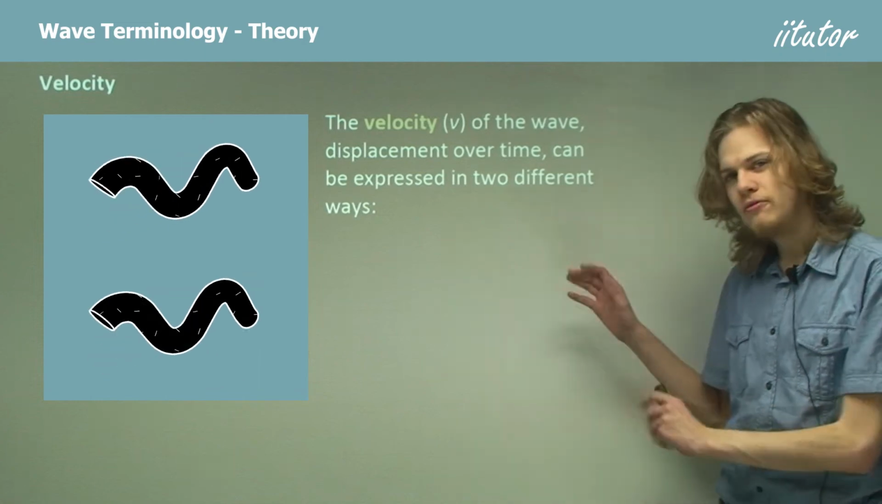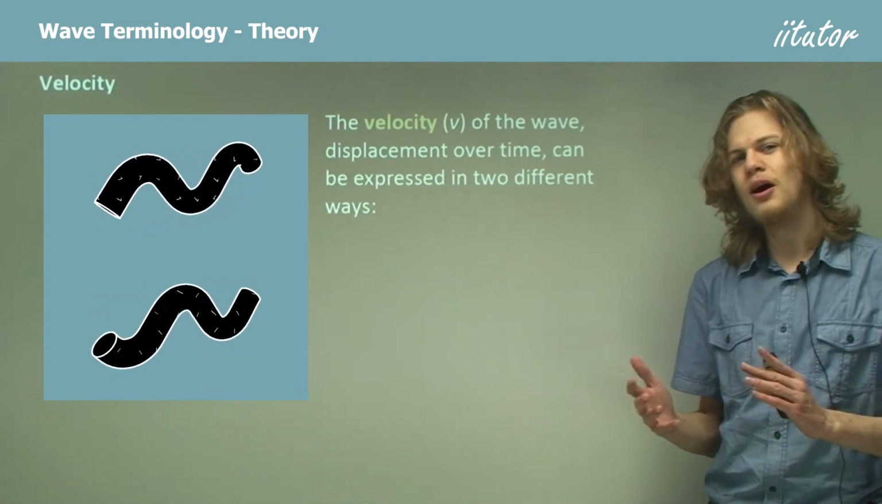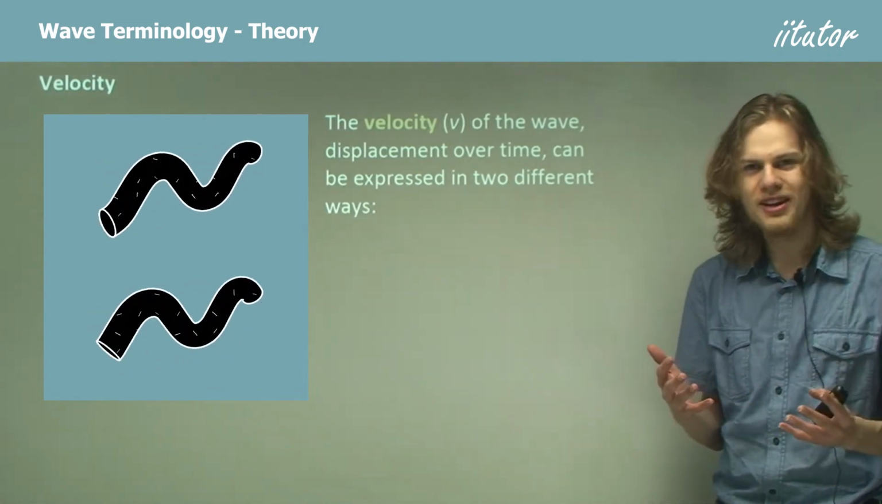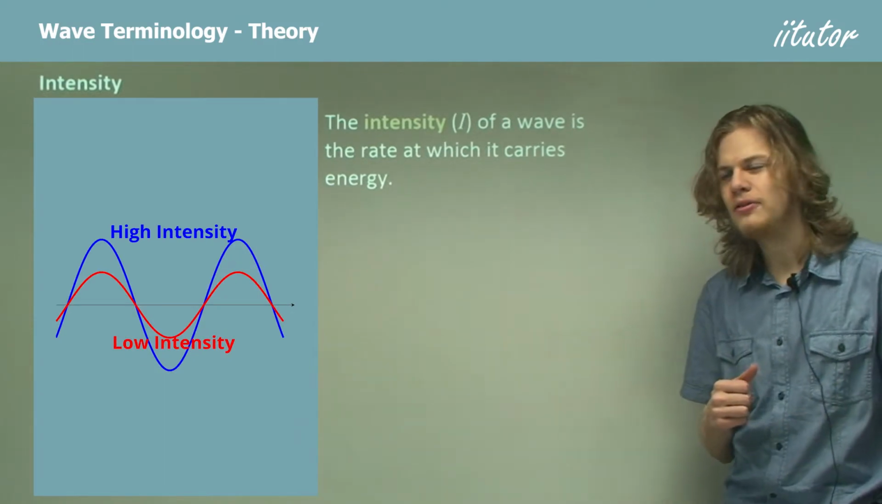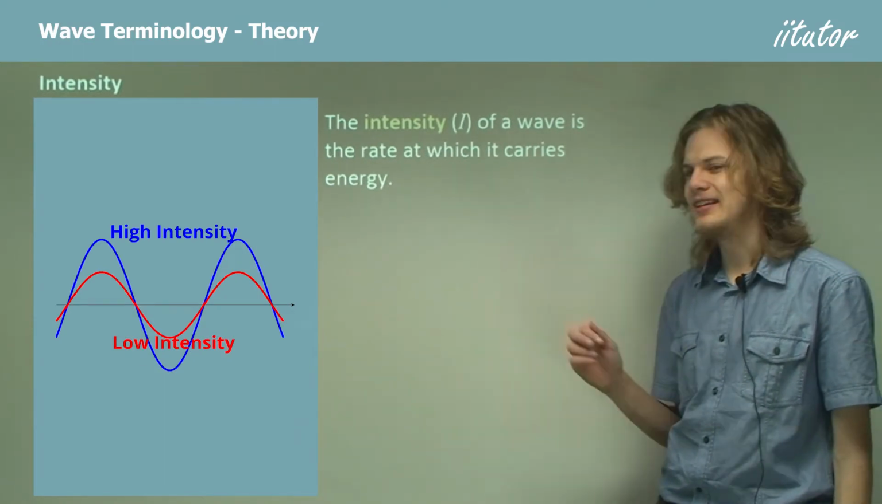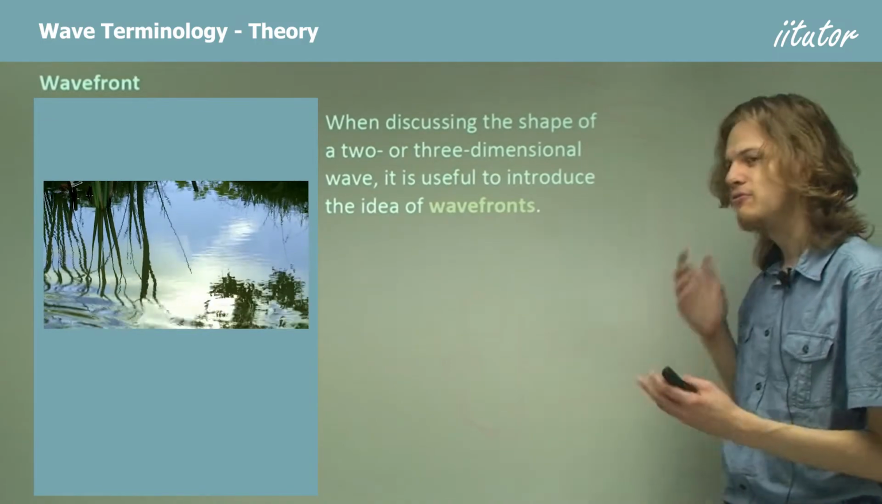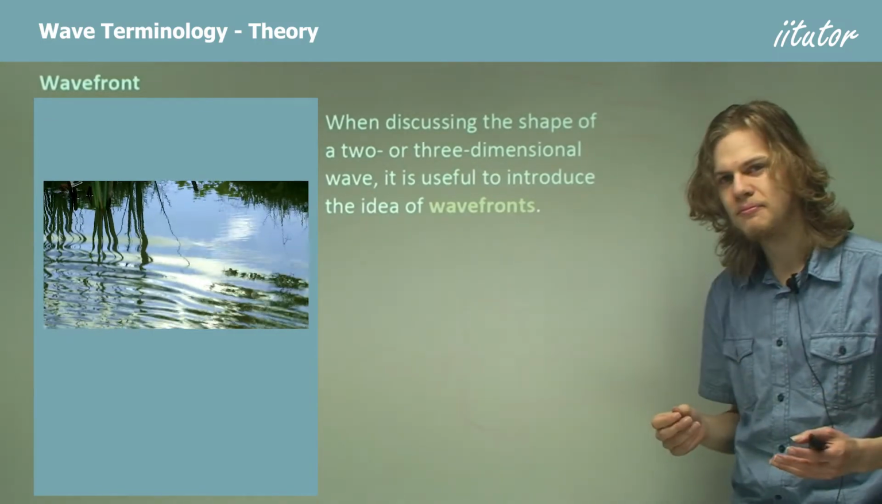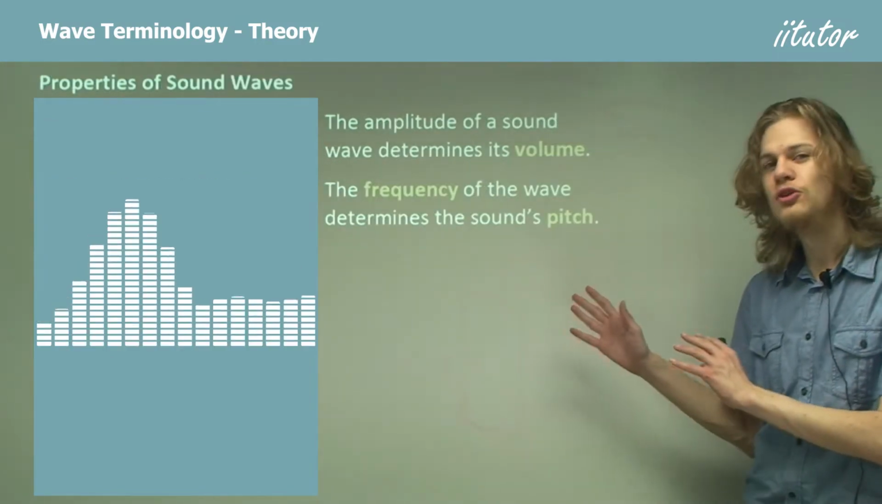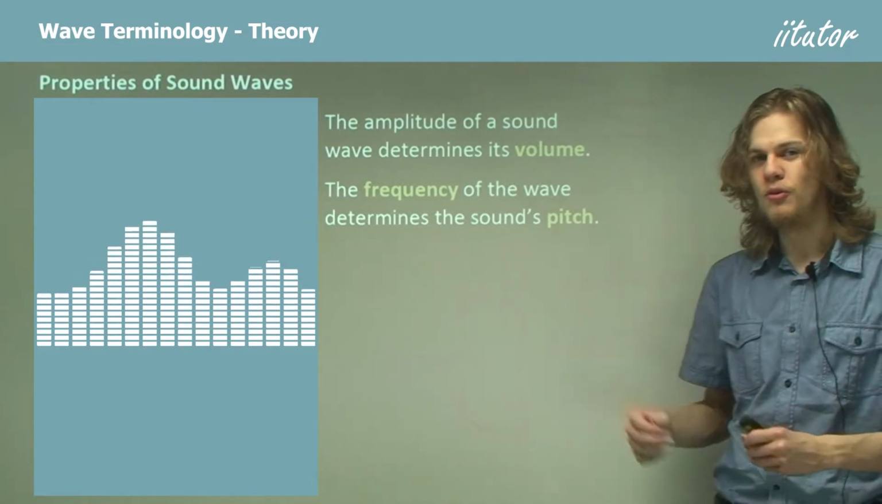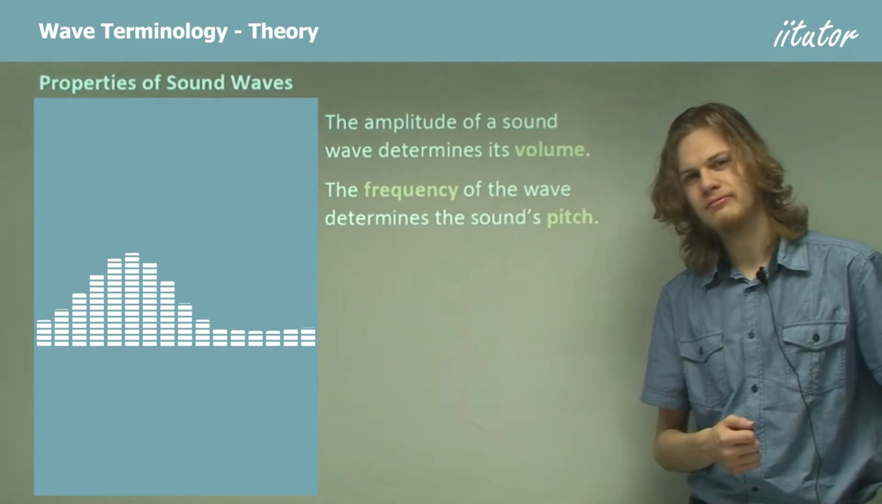The velocity of the wave, the displacement over time, is something that we might be pretty familiar with by now. The intensity of a wave is a measure of how much energy it carries. We can use the idea of wavefront to describe where the wave is. The frequency of the wave determines its pitch, so whether it's high or low, right?